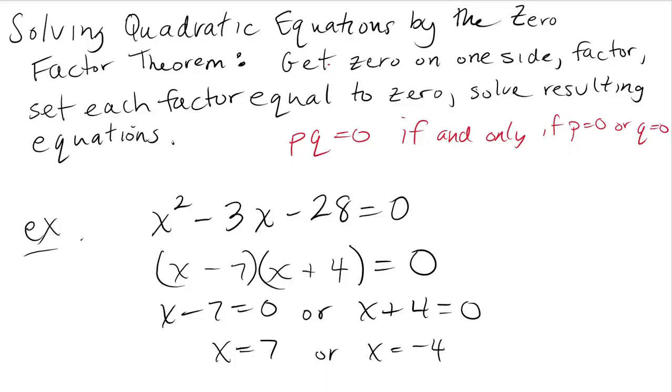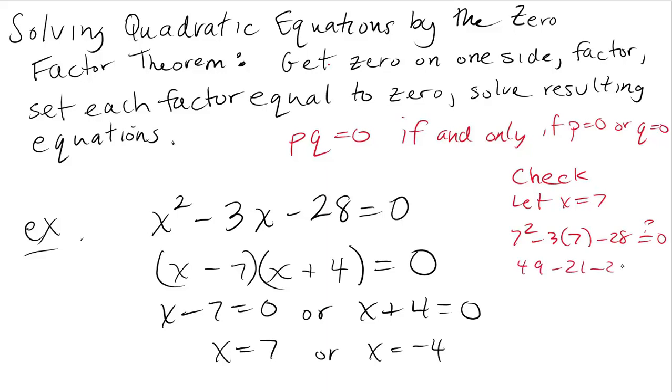I won't bore you with the check every time, but let me remind you that you can check your answers to these. When we say that 7 is a solution, we're saying that if I replace every x in the equation with a 7, I'm going to get a true statement. So if I let x equal 7 in the equation, I get 7 squared minus 3 times 7 minus 28, and that's supposedly equal to 0. That's 49 minus 21 minus 28, and I'll stop there because I think you can see that that really is going to come out to 0.